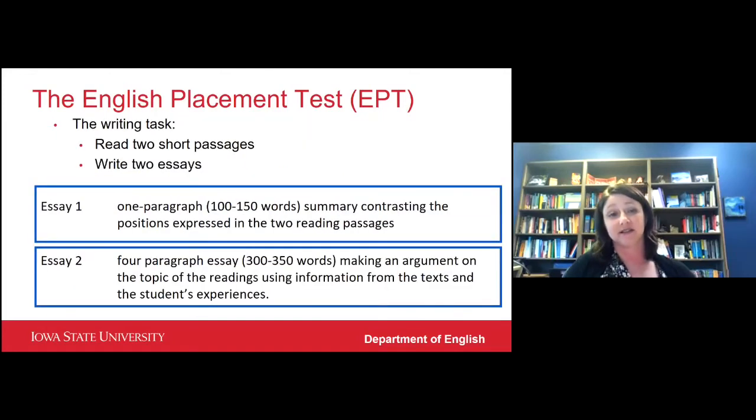Within the test, the learners produce two different tasks. So first they read two short passages, and then they write two essays. The first essay is a short summary where they are supposed to summarize and then contrast the positions expressed in the two reading passages. The second essay is a longer essay, and they need to make an argument about the topic of the readings, and they can use information from the text and from their own personal lives or experiences. So the goal here is to support an argument.